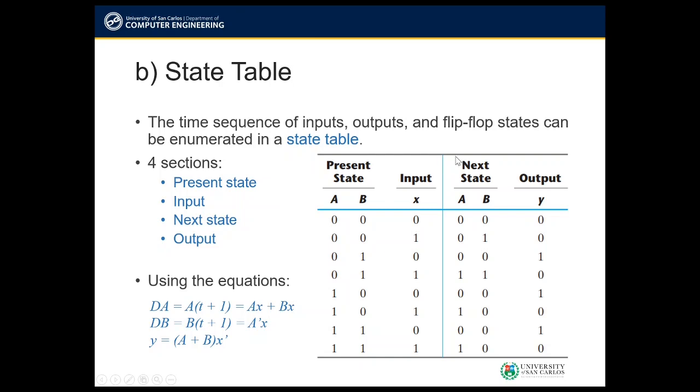So we can divide our truth table into half. On the left side, we have the present state. Since we have two flip-flops, we have here A and B. And since we only have one input, then we only have X here. On the right side, this is the next state. So we still have A and B here because again, we have two flip-flops, and we only have one output, Y here. To complete the state table, we are going to use the equations that we have prepared earlier.